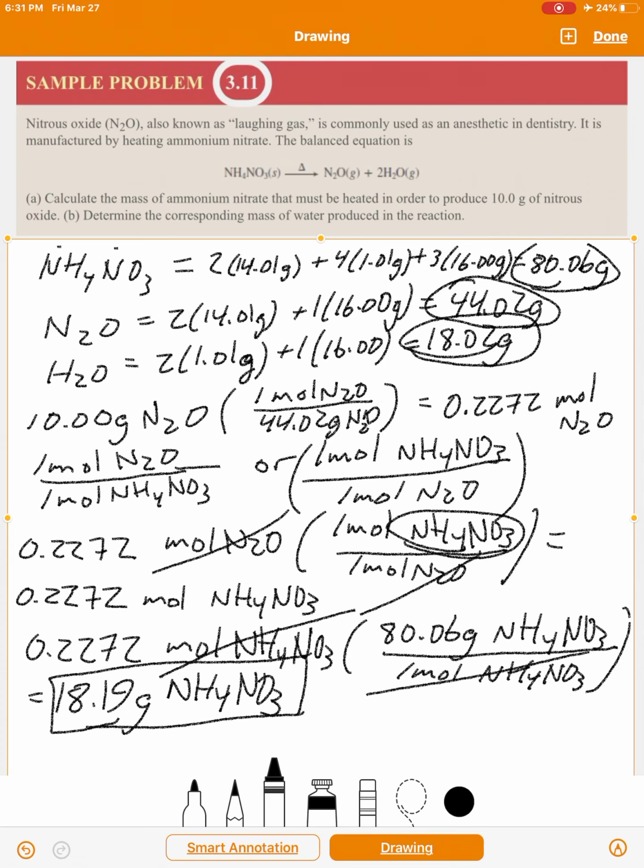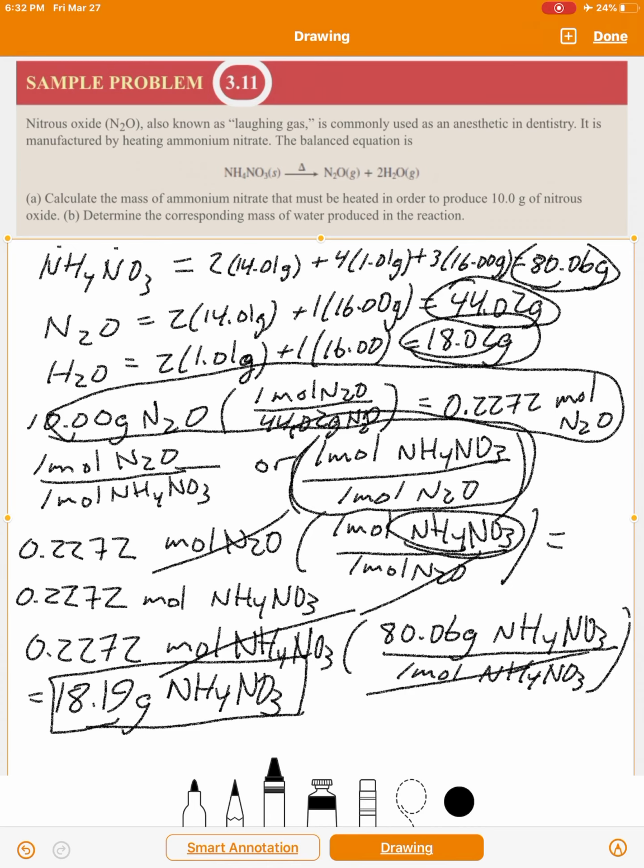So 10 grams of N2O is converted into moles of N2O. Then we look at the balanced equation and we see that there's 1 mole of ammonium nitrate produced for every mole of N2O. So taking that 0.2272 moles of N2O, multiplying it by that ratio, that gives you the moles of ammonium nitrate that would be reacting in this particular problem. Use its molar mass and convert that to grams and you've got your answer.